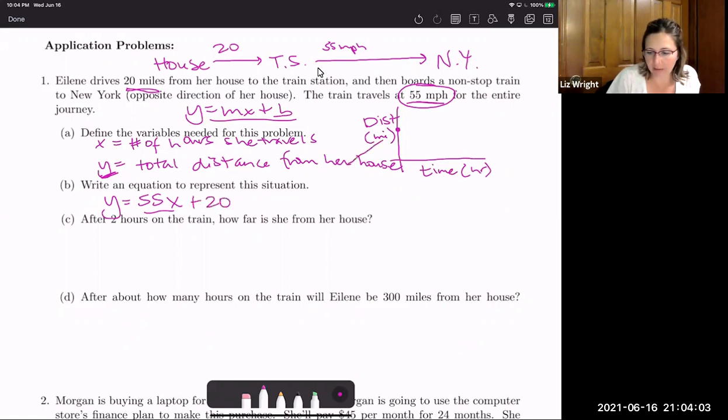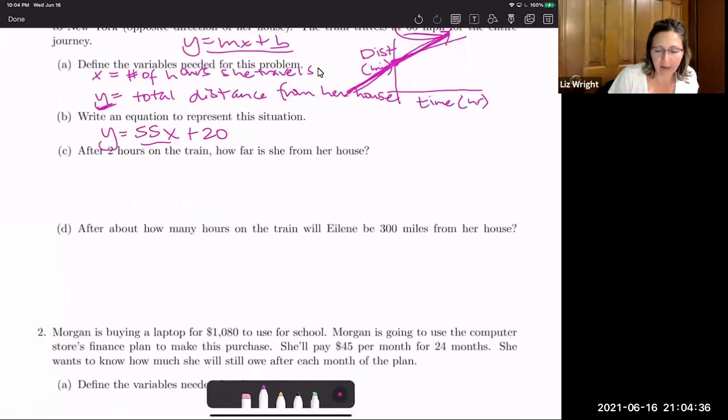And then we hop on the train, and maybe the train is going slower than what we were doing. But anyway, that would actually be called a piecewise function if we were doing it that way. But here we're going on at 20 miles. That's how far we've gone, and then we're continuing on at a 55 mile per hour rate. That's what our graph would kind of look like. So we've got 55x plus 20. So here's our equation.